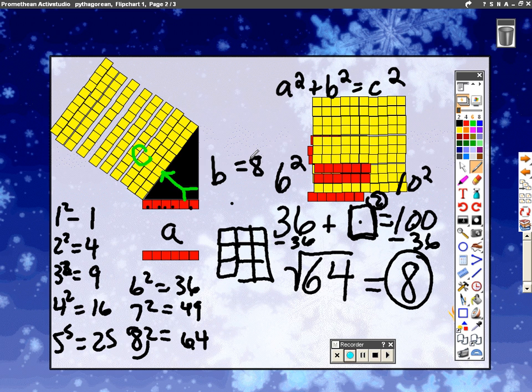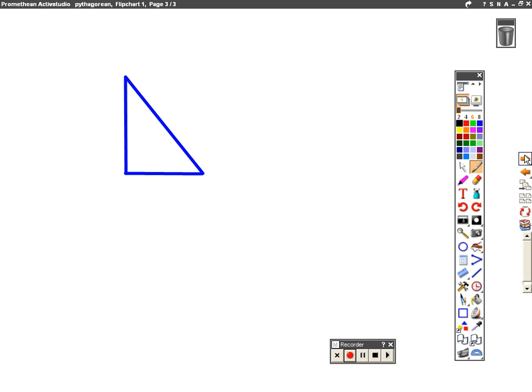Okay? So let's look at one more. In this one, this is going to be 5, and this is going to be 12, and this is going to be my question mark. So first thing I have to decide is what letters do I have. Go across from the right angle. I don't have C. C is my question mark. A and B, let's pick. I usually do the smaller number as my A, so I'm going to make this A and this is my B. It doesn't matter.